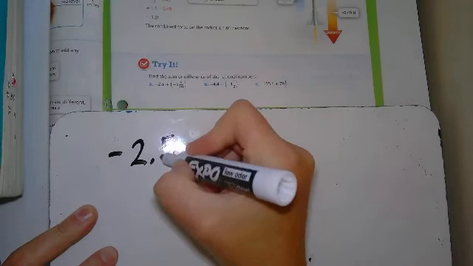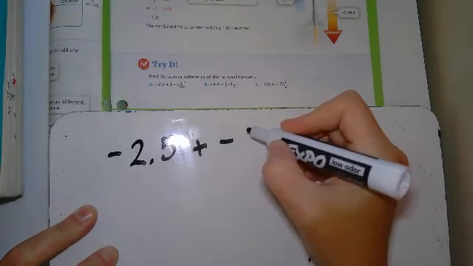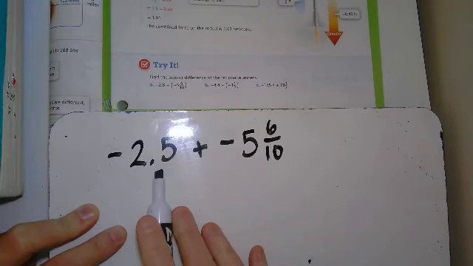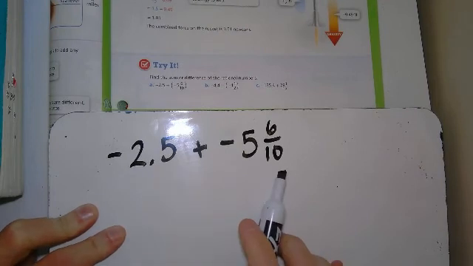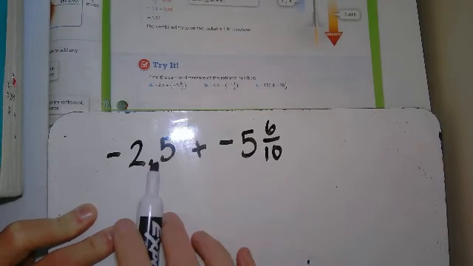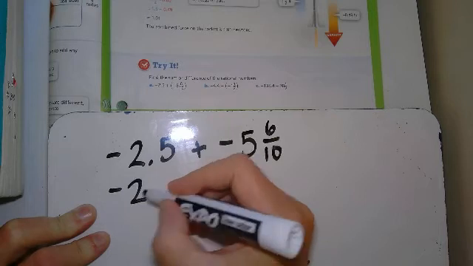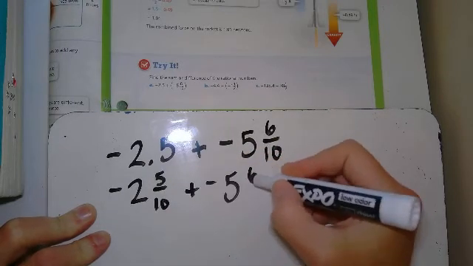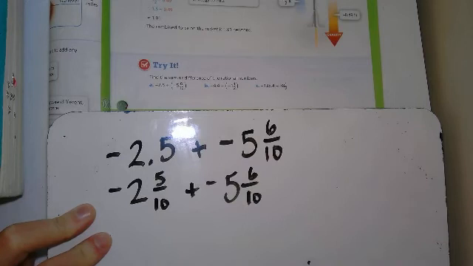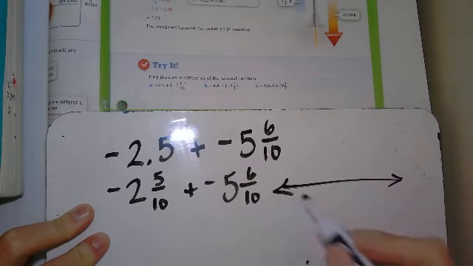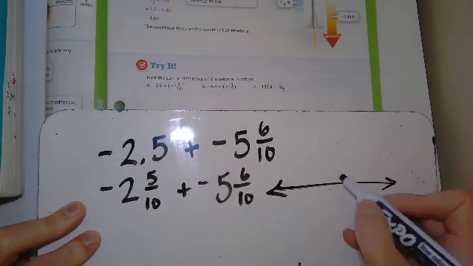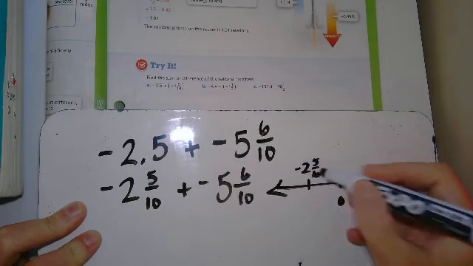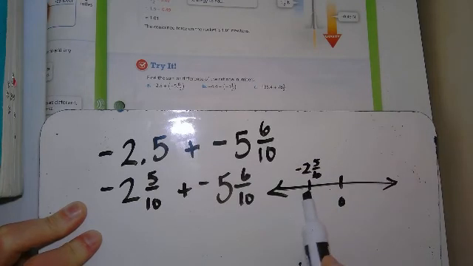The first one we have here is negative 2 5/10, and we're adding a negative 5 6/10. Now, because I read this as 2 5/10, and I know this is 6/10, these are going to speak nicely to each other. In fact, I'm going to rewrite this as negative 2 5/10 plus negative 5 6/10, right? I also want to visualize where is this on the number line. So here is negative 2 5/10, right?